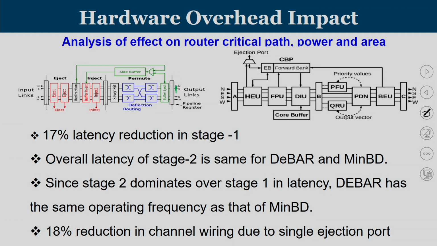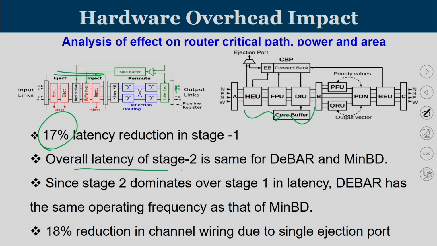and it was shown that stage 1 of D-bar is 17% less time consuming than stage 1 of MinBD. Because in MinBD you have dual ejection unit, you have redirection, you have buffer inject. So, there were many units in stage 1 of MinBD, but compared to that, the number of combinational blocks needed in implementing stage 1 of D-bar is rather less. So, the maximum propagation delay for the circuits of D-bar is 17% less when compared to that of MinBD.